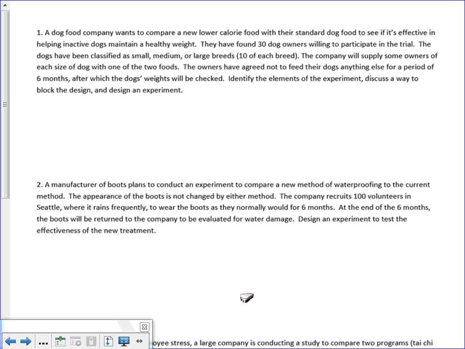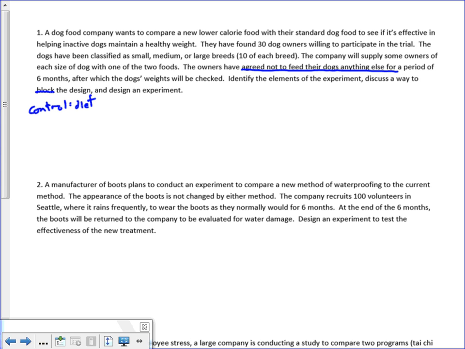So a couple examples really quickly to kind of pick through this. The dog food company wants to compare this new food with the old. There's 30 dogs, 10 small, 10 medium, 10 large. And the company is going to supply the owners of each size dog with the two foods. And the owners have agreed to not feed their dogs anything else. This is important. This is a measure of control, right? That's one of the issues. They're controlling for diet.